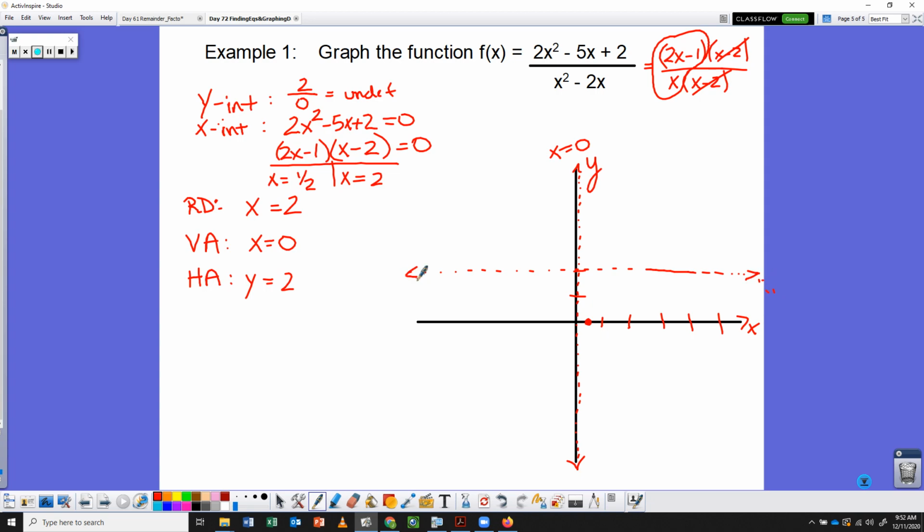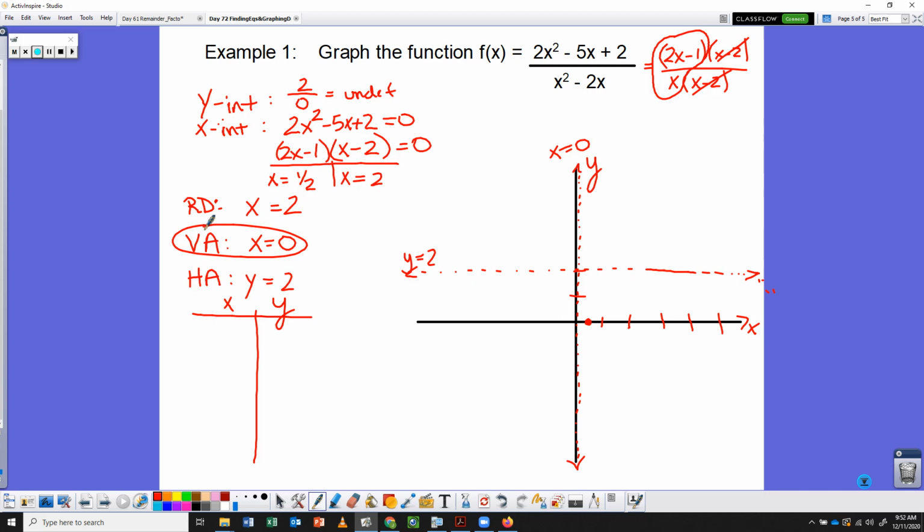Don't forget to label these asymptotes. Y equals 2, x equals 0. These lines are not actually part of my graph, but they're there to guide you in making a better looking graph. Now, the last thing that you're going to want to do here is make an x and y chart, and pick some x and y values. You want to pick some x values from both sides of your vertical asymptote. My vertical asymptote in this problem is x equals 0.